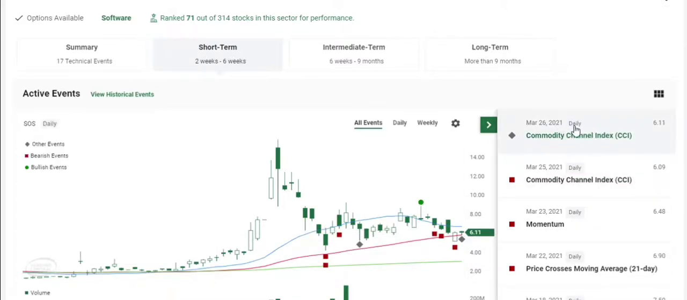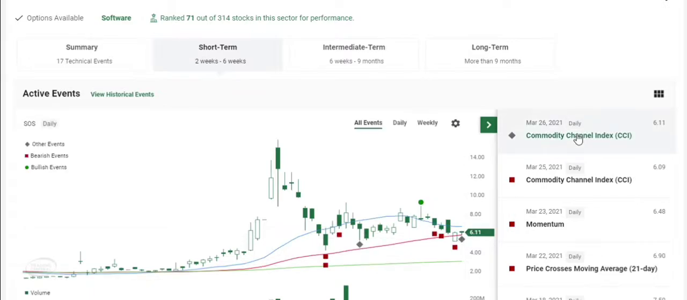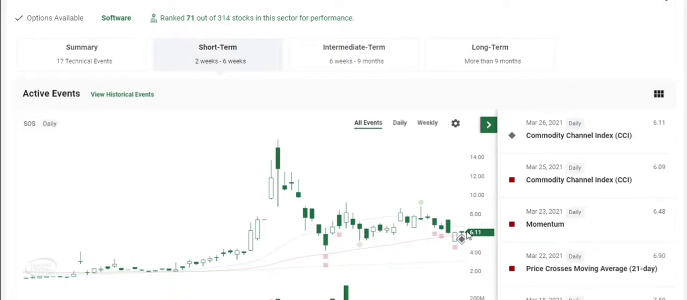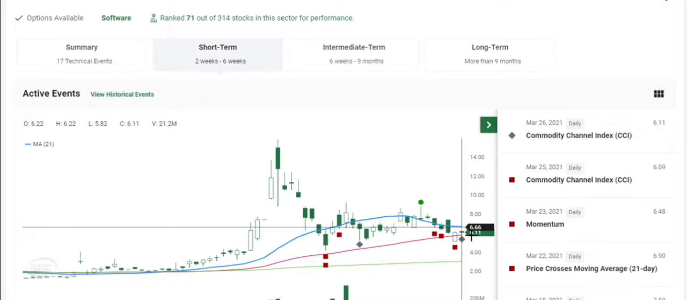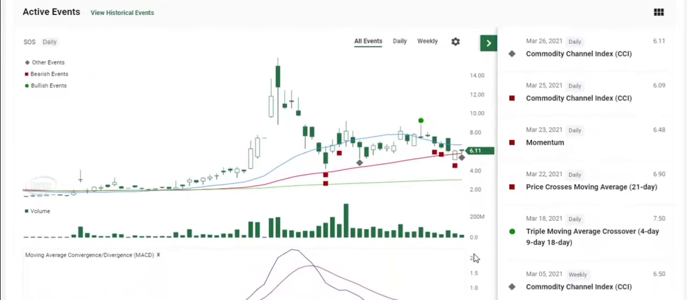You can see here on the 26th, the commodity channel index. That's a trigger of a reversal. So this is the first sign that there's a reversal going up. Right now, it looks to be your 50-day moving average at $5.81. That is your support, but you will have resistance at $6.70. It's going to probably be bouncing back and forth. Any move either way will be a strong sign of reversal.